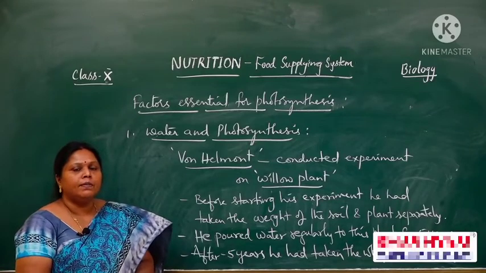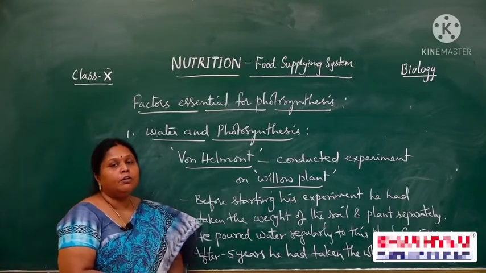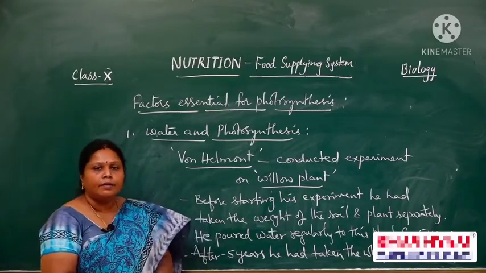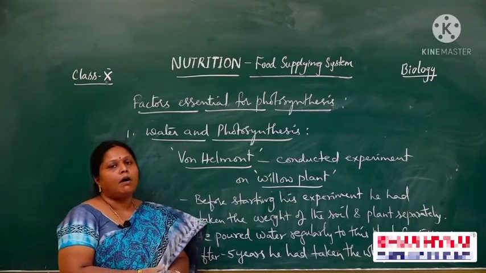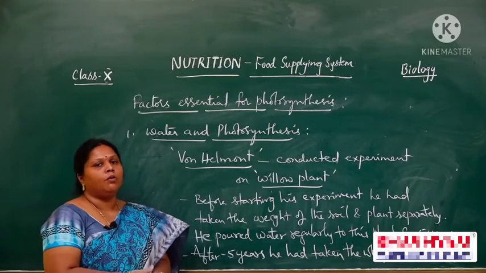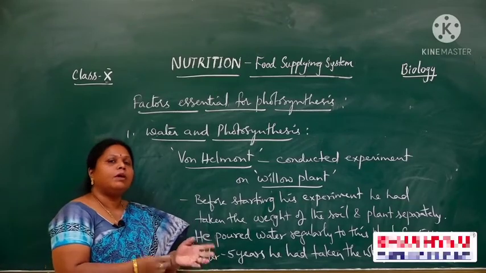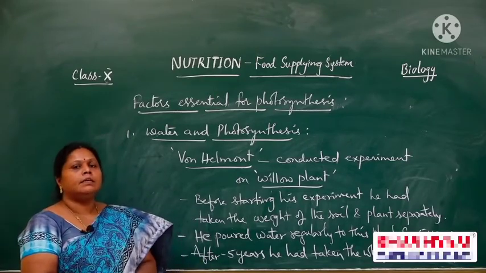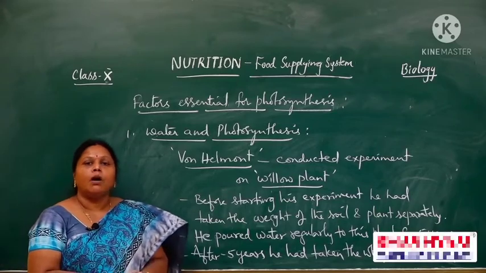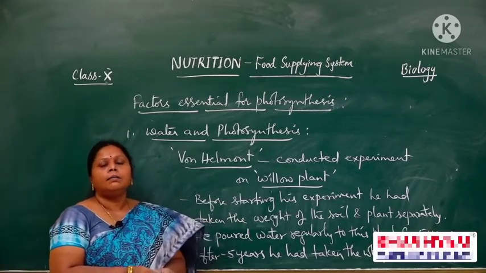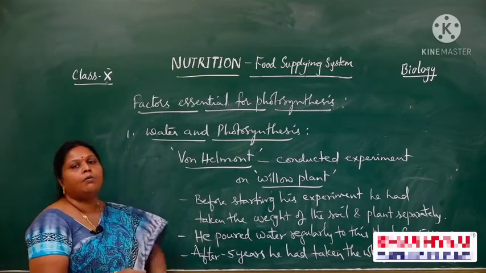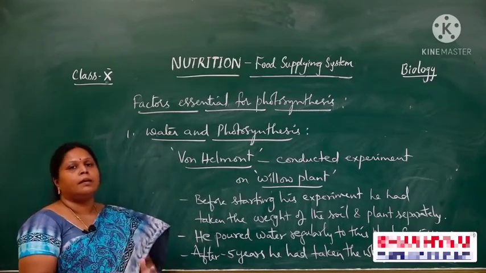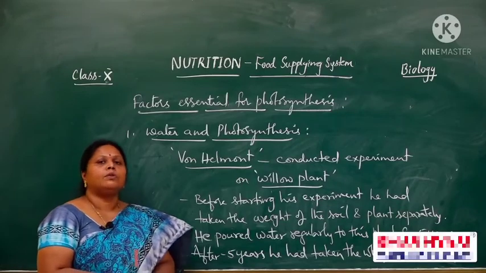So do you all remember the equation? Already I told you what are the materials or factors necessary for photosynthesis? Carbon dioxide, water, sunlight and chlorophyll. Isn't it? Then what are the products of photosynthesis? That is glucose, water and oxygen are the products of photosynthesis. So now we are going to discuss the factors essential or necessary for photosynthesis.